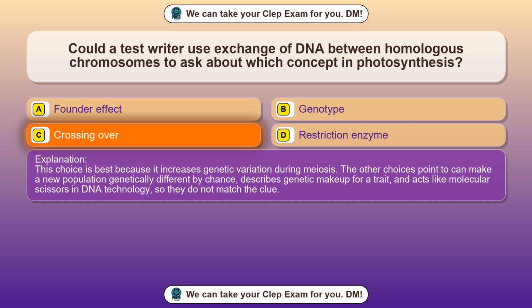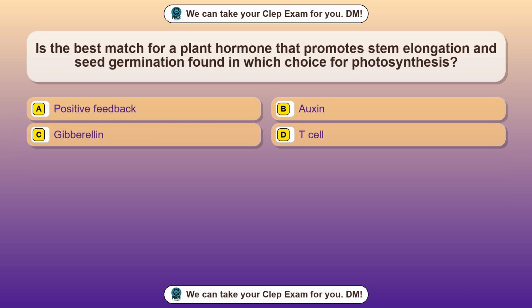This choice is best because it increases genetic variation during meiosis. The other choices point to can make a new population genetically different by chance, describes genetic makeup for a trait, and acts like molecular scissors in DNA technology, so they do not match the clue. Question 50. Is the best match for a plant hormone that promotes stem elongation and seed germination found in which choice for photosynthesis? Option A, positive feedback. Option B, auxin. Option C, gibberellin. Option D, T-cell. The correct answer is option C, gibberellin.